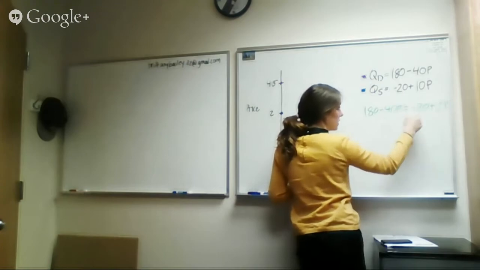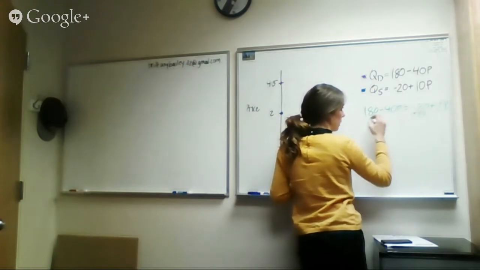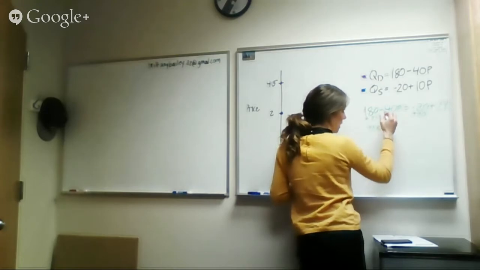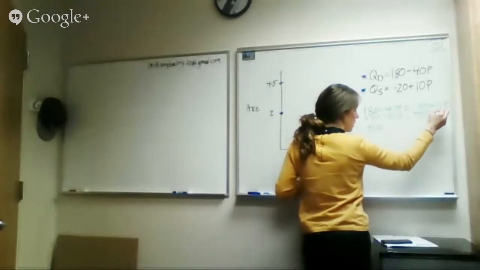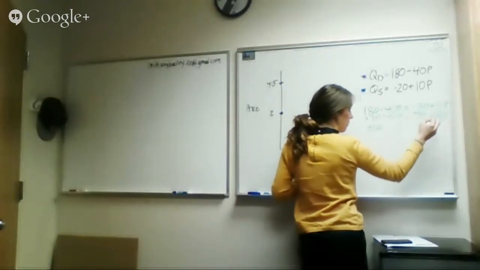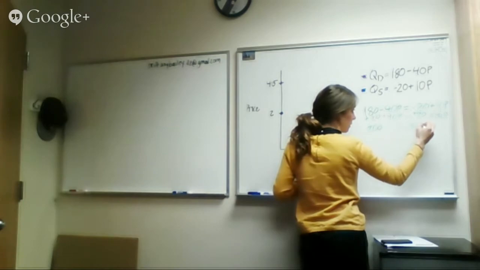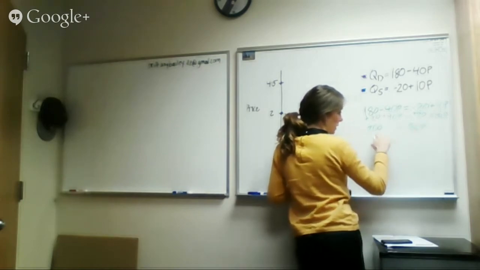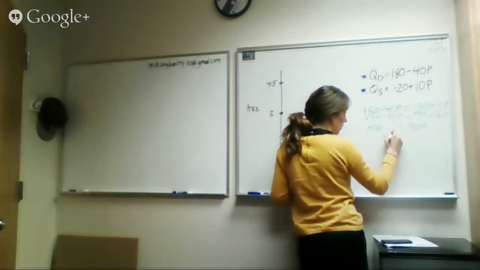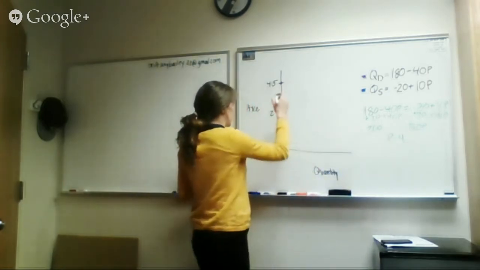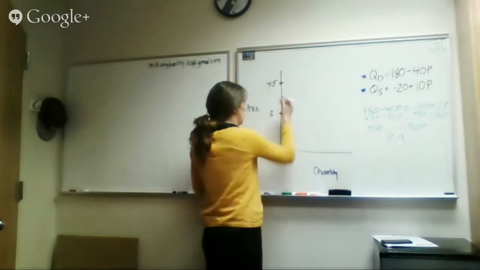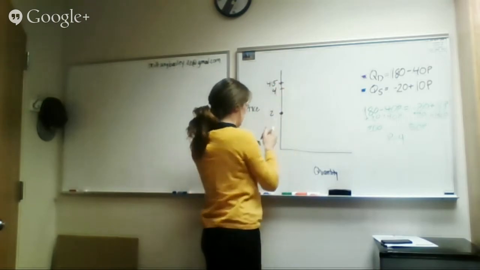So I'm going to add 20 on both sides and get 200 over here. And I'm going to add 40p on both sides and get 50p over there. So it's going to be 200 divided by 50, so 4. So that's the price point where they're going to intersect with one another.